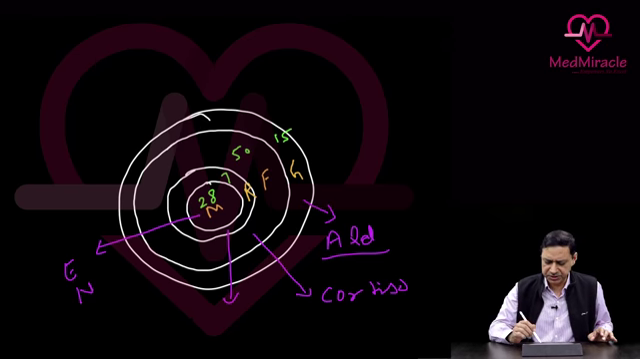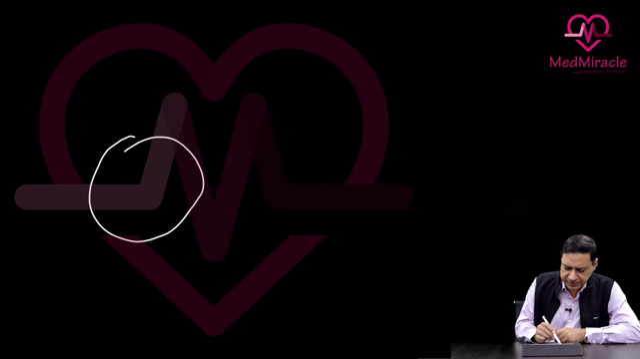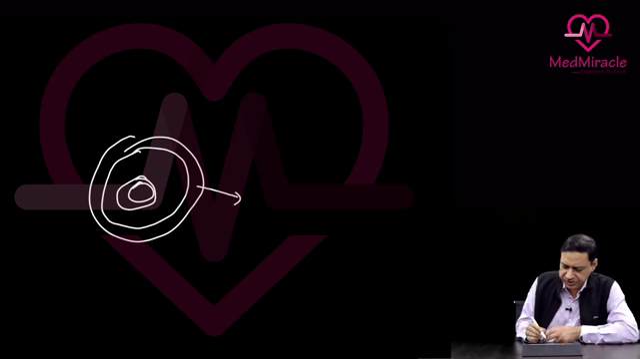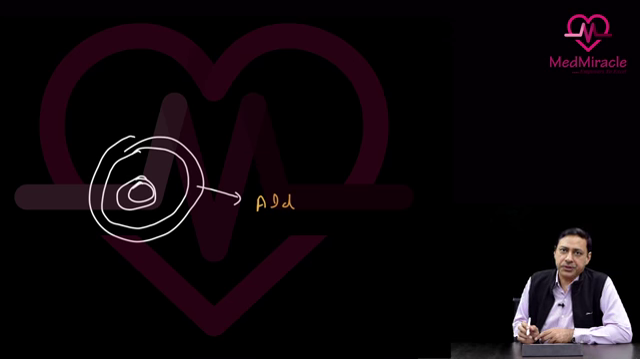What is released from glomerulosa? Aldosterone. So if this is the gland, what is released from here? Aldosterone. Aldosterone is the mineralocorticoid, it is a steroid. So what is the action of this?